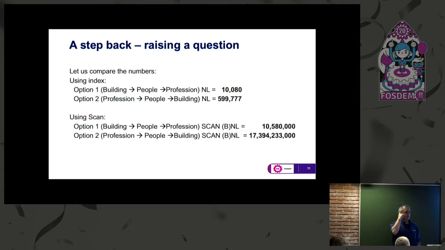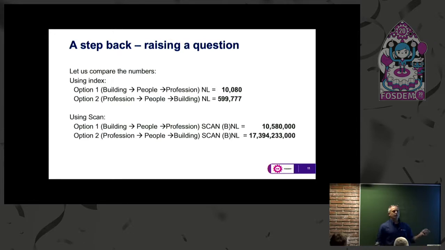If you use an index on the different tables and you do the calculation, the first plan will result in more or less 10,000 rows looked up, while the second one will look up 600,000 rows. If we remove the indexes, the scan will cost us 10 million rows in the first plan, and then 17 billion for the second one. I think this is a huge difference, don't you? They were not the same at all, right?